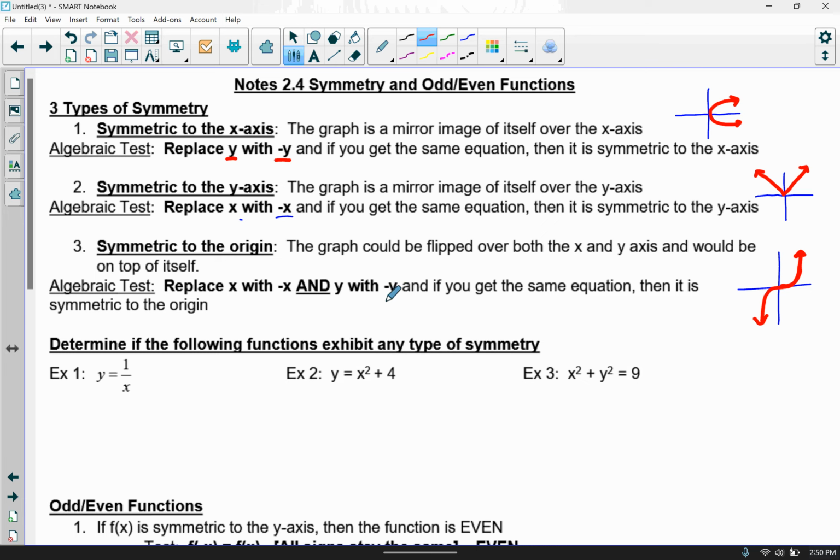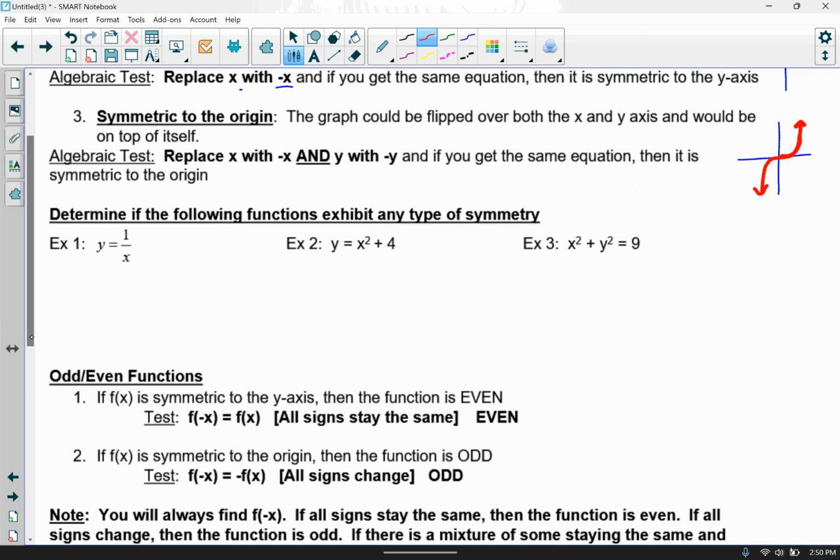I found that actually it's usually more confusing than not, but if you're not getting it graphically from the picture, come see me or reach out and I'll be happy to go over those tests with you. All right, so down below here in examples 1, 2, and 3, it just is asking us to determine what type of symmetry we have.